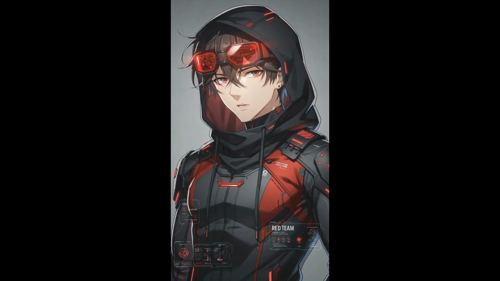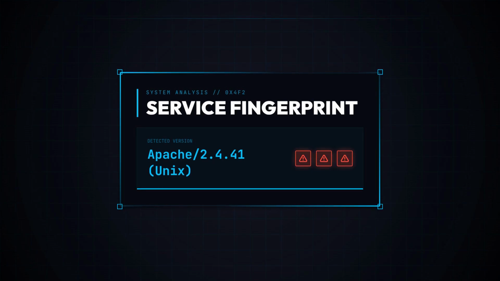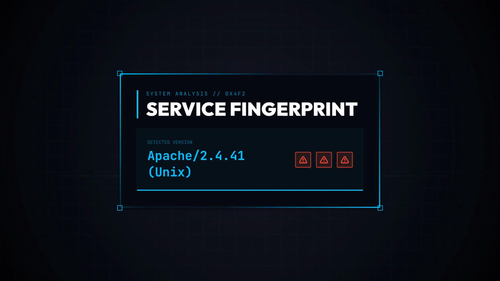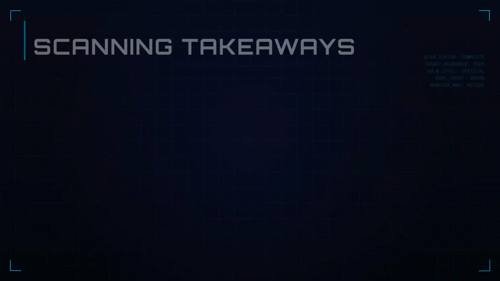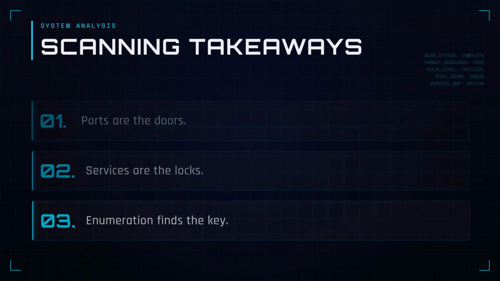But knowing a port is open isn't enough. We need enumeration, identifying the exact version of the service and the operating system behind it. By extracting these fingerprints, we can search for known vulnerabilities specific to that version. This is how we find our way in. Scanning identifies the surface. Enumeration analyzes the details. Together, they create the blueprint for our active attack.